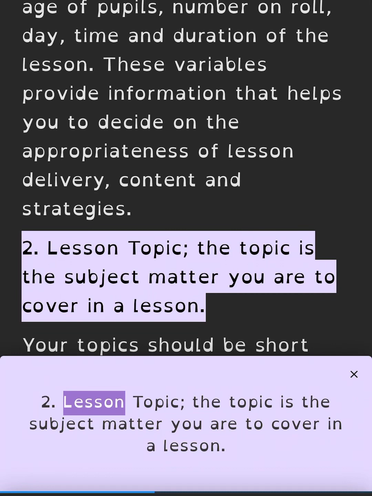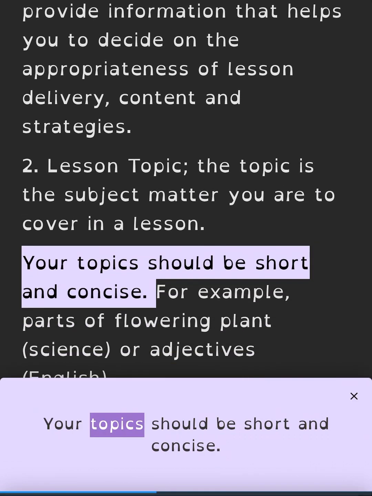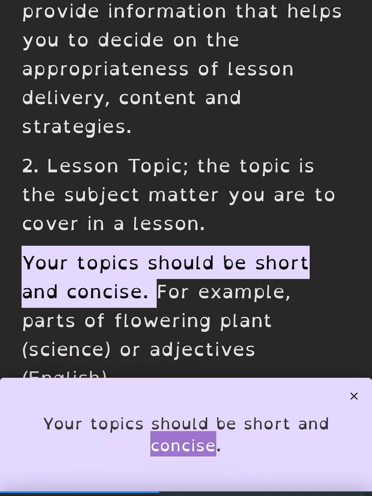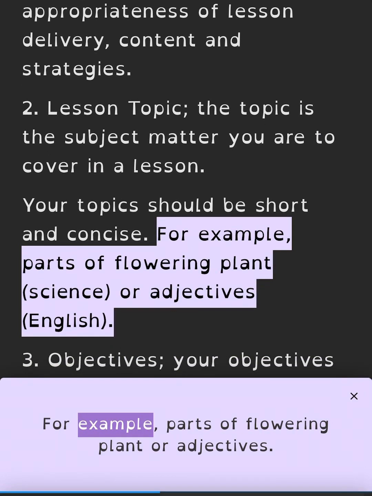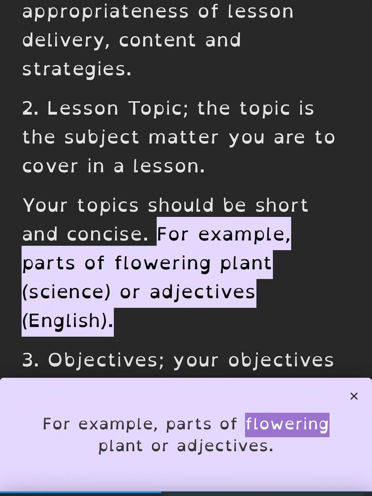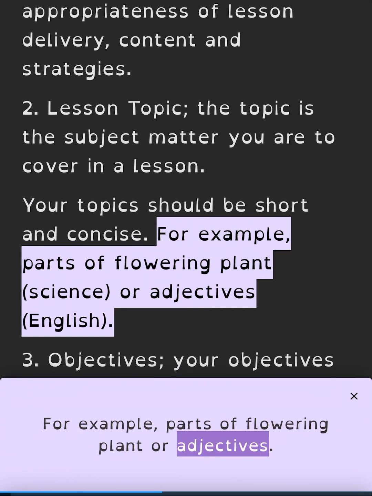2. Lesson topic. The topic is the subject matter you are to cover in a lesson. Your topics should be short and concise. For example, parts of a flowering plant or adjectives.